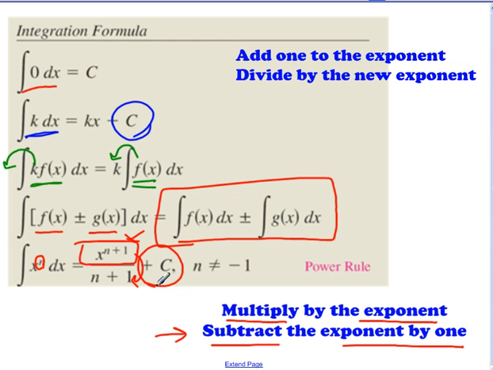Now what I have to remember in this case is that in this power rule, n cannot be equal to negative 1. Can you tell why? Let me erase real quick so you can look.